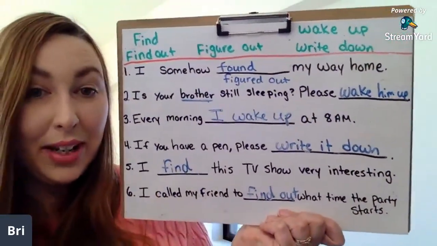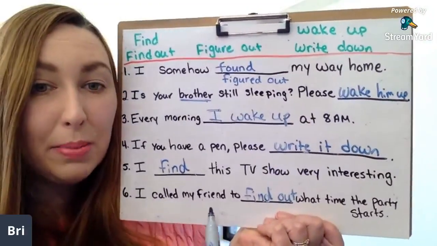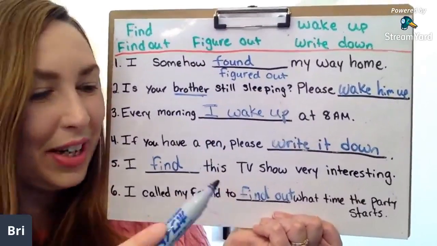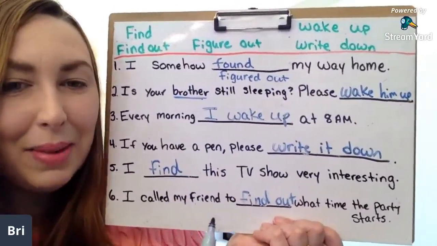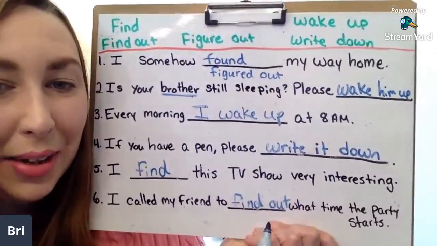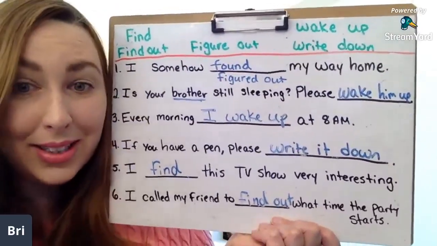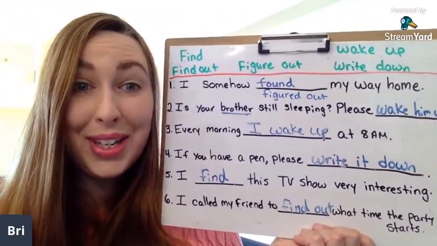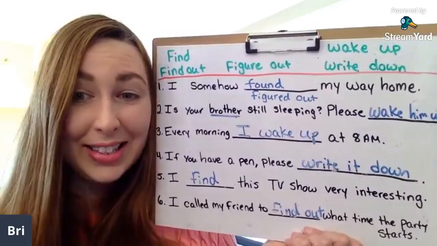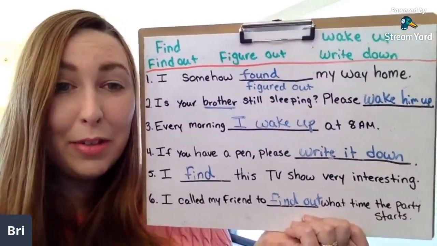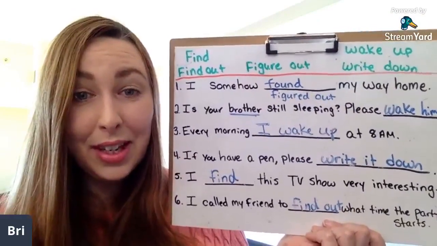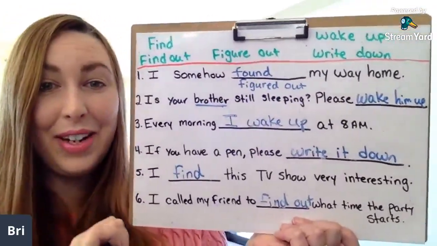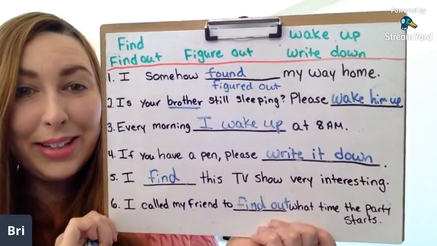Very good, everyone. So I called my friend to, can you see? My blue marker is not very good anymore. I called my friend to find out what time the party starts. So find out, you are trying to get some information. I called my friend to find out, to ask what time the party starts. Okay, very good. We'll go over them really, really quickly.